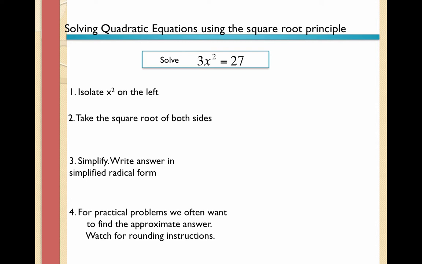The first step is always to isolate the x squared term. So it almost is isolated. We just need to divide out that 3. So we get x squared is equal to 9.